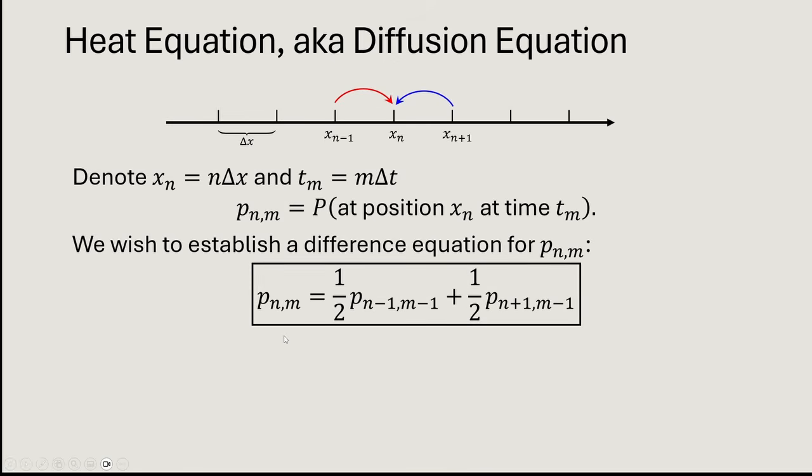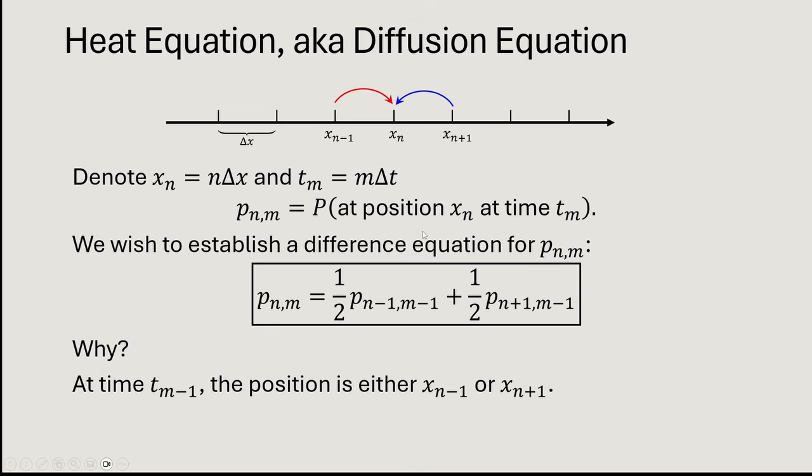We wish to establish a difference equation for the double sequence p_n,m. We claim that p_n,m equals half p_n-1,m-1 plus half p_n+1,m-1. This is because in order to be at the position x_n at time t_m, at the previous time step, namely t_m-1, the particle's position is either x_n-1 or x_n+1, as shown in the diagram. This type of argument and the resulting difference equations are known as one-step analysis in a series of Markov chains, but we digressed.